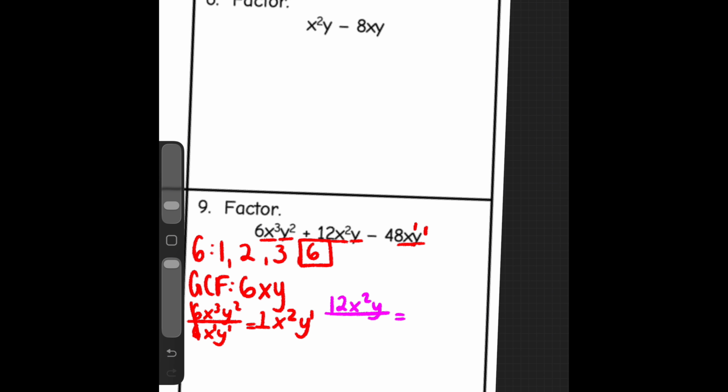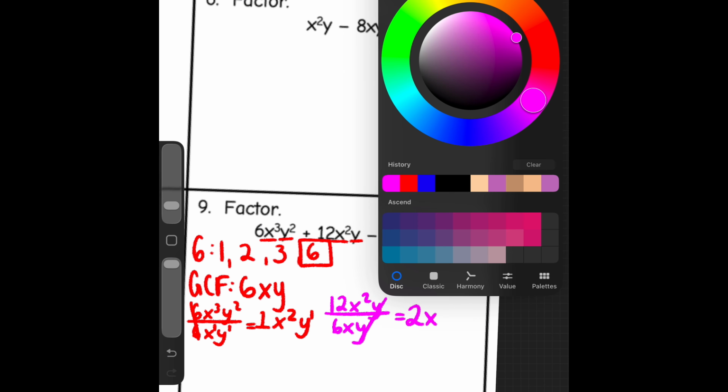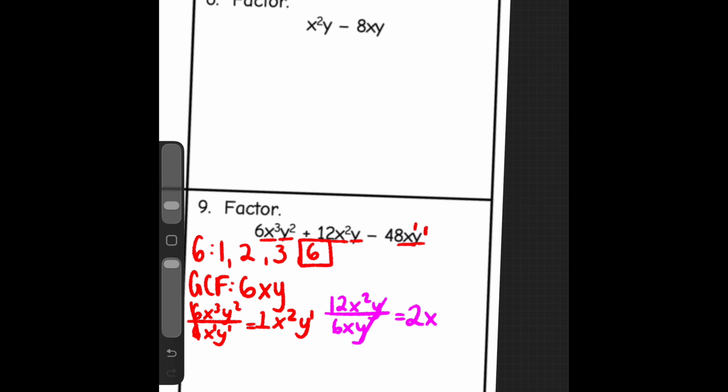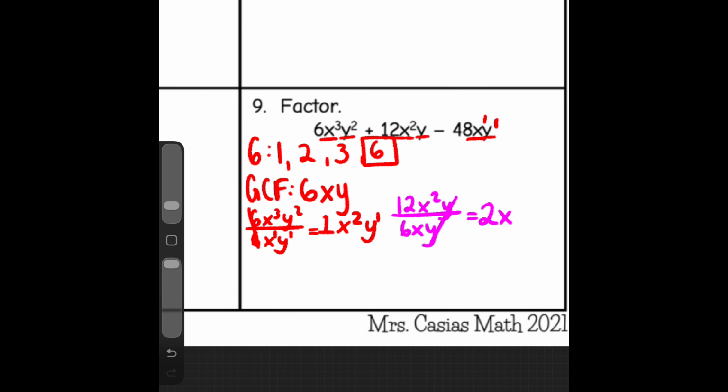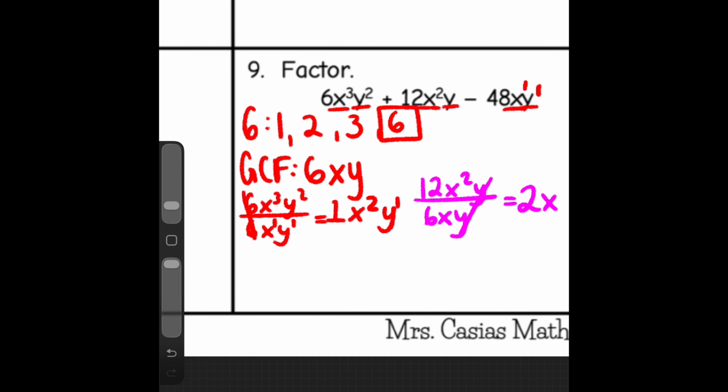12x to the second y, we're going to divide that by 6xy. 12 divided by 6 is 2. X squared divided by x is x. Y divided by y, they cross out, and we get just 2x. Now we're going to finish it up. Let's do a nice green color. And we're going to divide negative 48xy.